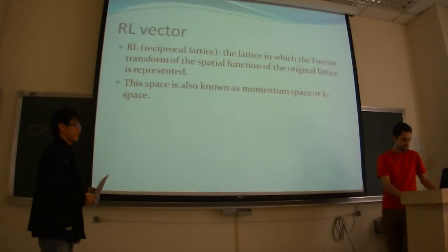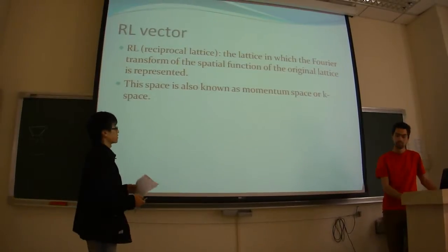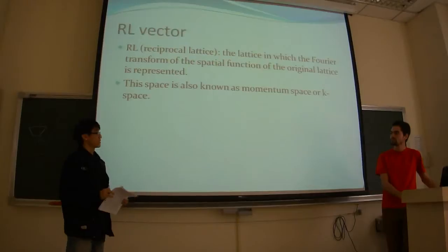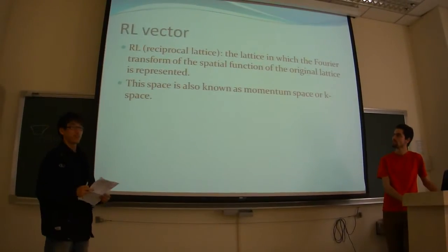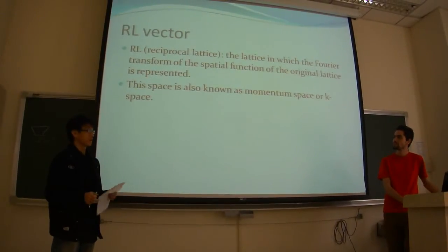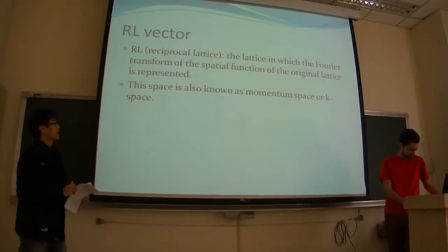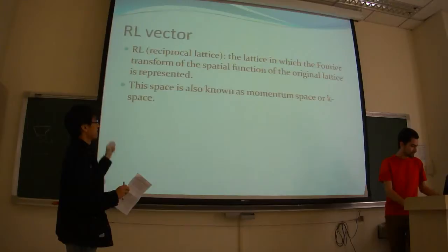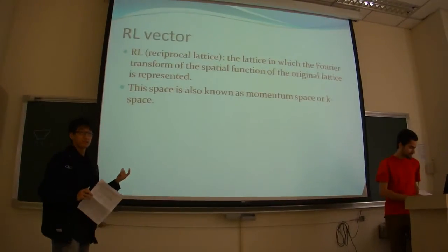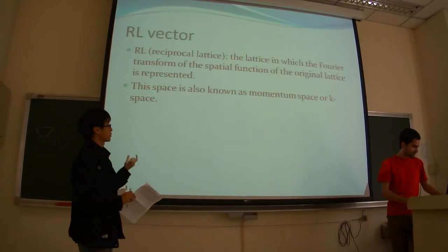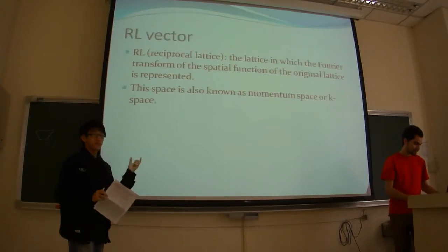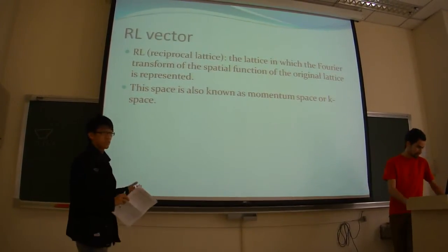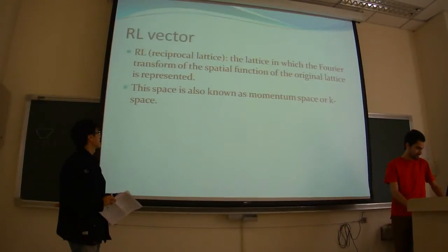So now I have to talk to you about the reciprocal lattice vector. Because if you don't know what the RL vector is, you will have no idea what we are going to talk about. So I will briefly explain this. The reciprocal lattice is, you have the lattice in real space, right? You do some Fourier transform. You can transform this spatial function into another space that we call momentum space or K-space.